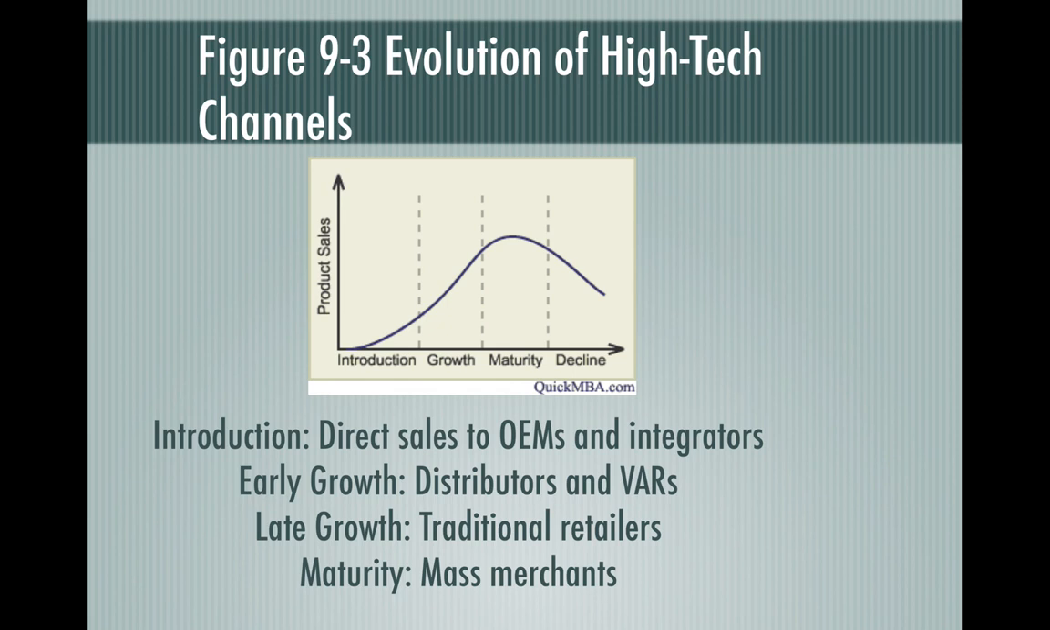And then finally, in maturity, when there's a whole lot of competition and it's important to cut costs, then you want to distribute through mass merchants like Walmart and Target and so on. So what we see is that the general trend of channels in high tech is that you start out more with direct relationships, and then as the product life cycle progresses, you go more into indirect channels of distribution.